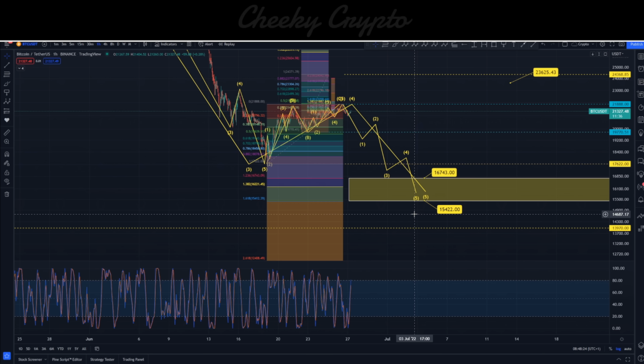We want alignment across all those time frames, and we want to see the move and the surge to the upside under the right structure. But this is kind of what I'm looking at. I'm looking at Bitcoin dropping down towards 15,422 to 16,743 now, and this should hopefully mark the end of this bear market.